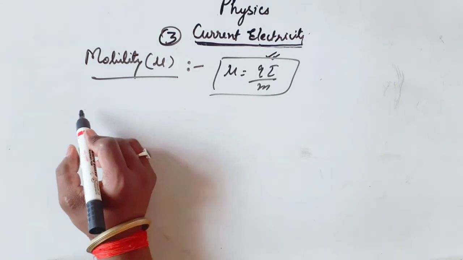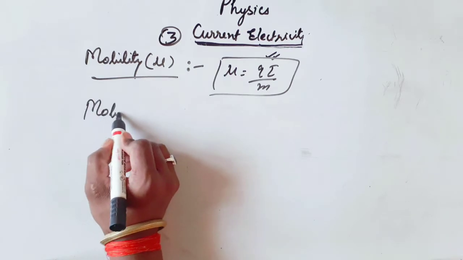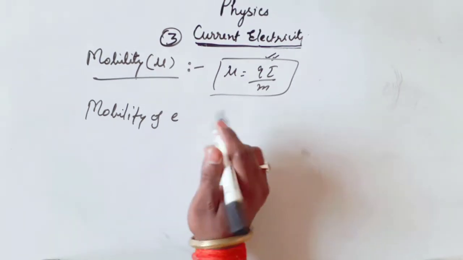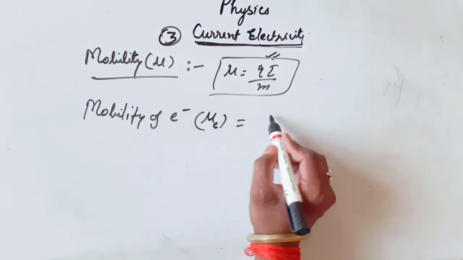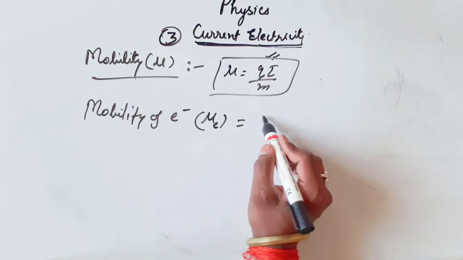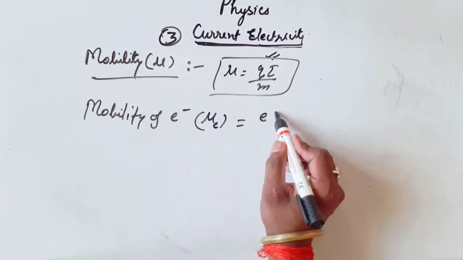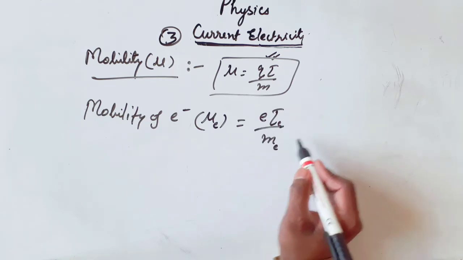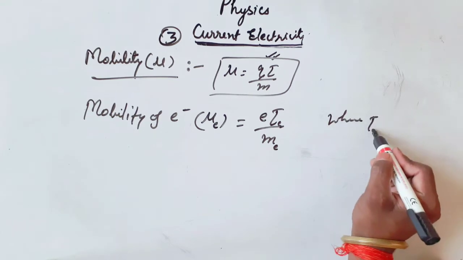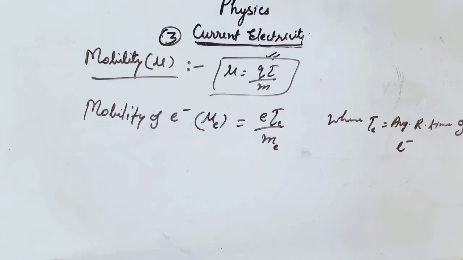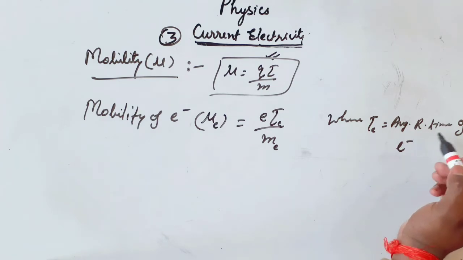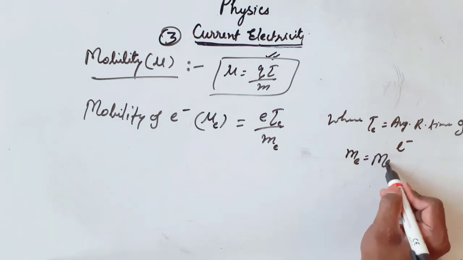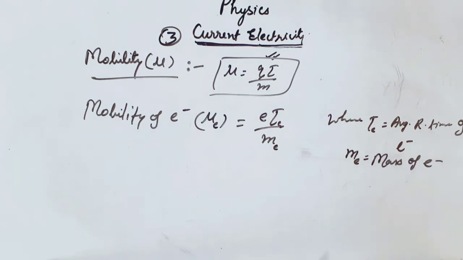If electrons are moving in a conductor, the mobility of electron, mu e, will be equal to, at the place of q we place e, because the charge on an electron is e, into tau divided by m. We can write here tau e and m e, where tau e is the average relaxation time of the electron and m e is the mass of the electron.